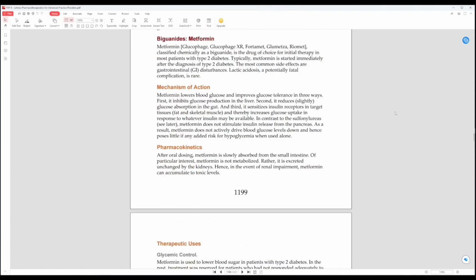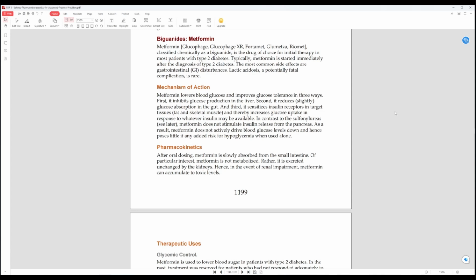So let's start with metformin, also known as Glucophage, classified chemically as a biguanide. It is the drug of choice for initial therapy in most patients with type 2 diabetes. Typically, metformin is started immediately after the diagnosis. The most common side effects are gastrointestinal disturbances. Lactic acidosis is a potentially fatal complication, which is rare.